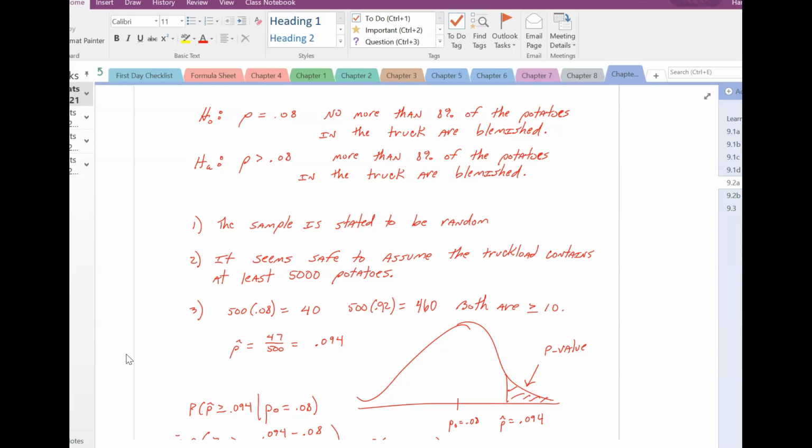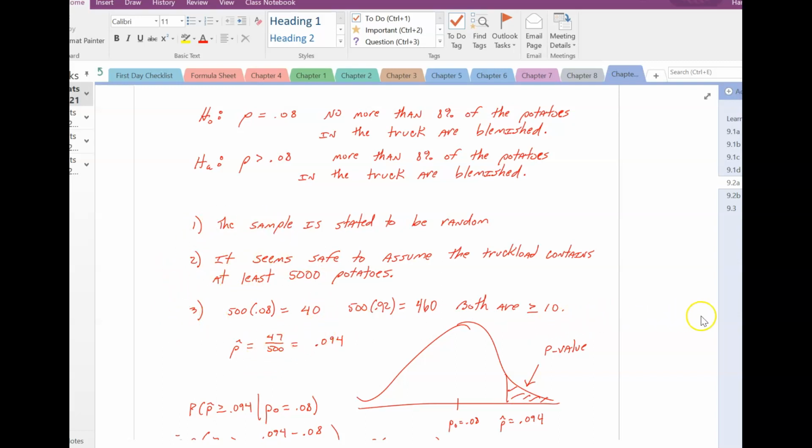All right, let's go through all of the steps here together. We're going to state the hypotheses. The null hypothesis is that only 8% of the potatoes are blemished. It says no more than 8% of the potatoes in the truck are blemished. The alternate hypothesis is that more than 8% are blemished. Then we're going to go into the planning stage where we're going to make sure that all of the conditions are met. The sample is stated to be random. Randomness is met. It seems safe to assume the truckload contains at least 5,000 potatoes. So we should have met the independence condition. And then the expected number of successes and failures are both at least 10. So we're going to say that all of the conditions have been met.